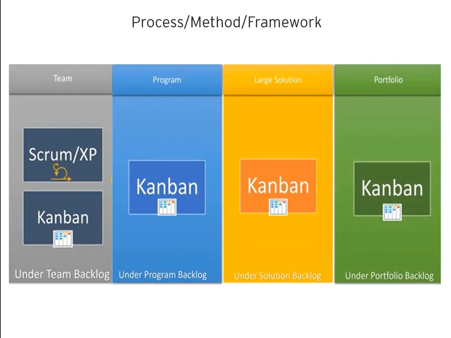And the process, method, or framework that we use. At the team level, we use Scrum or XP along with Kanban. The different teams can use either XP or Kanban. But from program level onwards, we use Kanban only because they want to see the update or the final progress visually. Kanban is the best visual tool to see the progress.